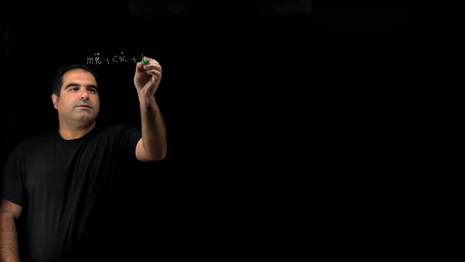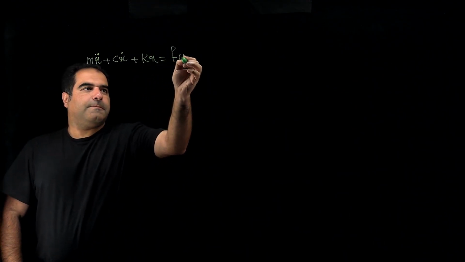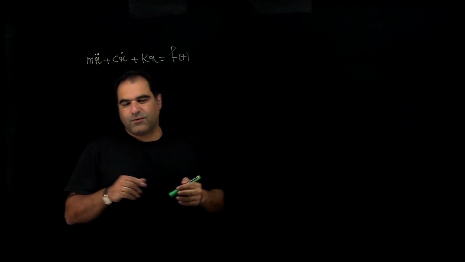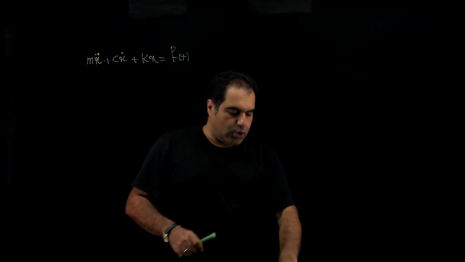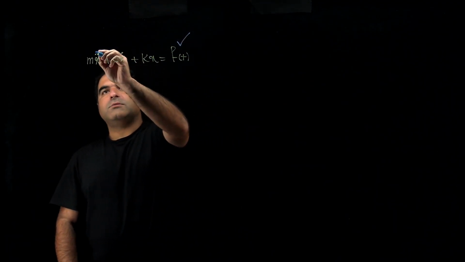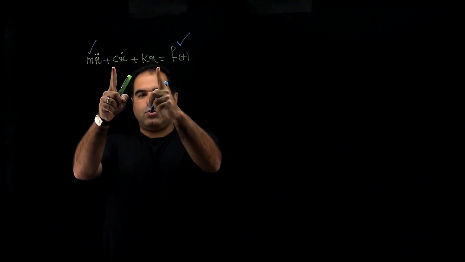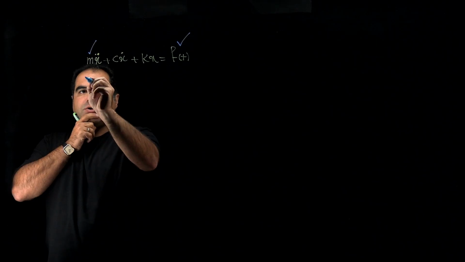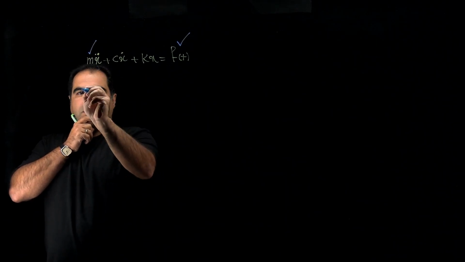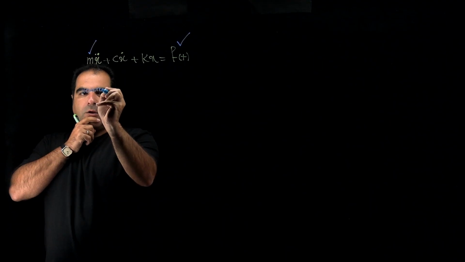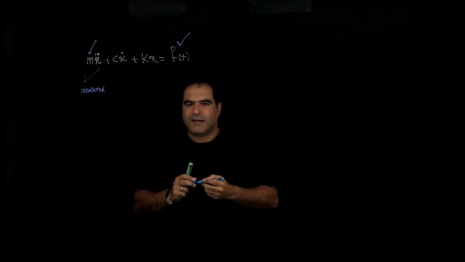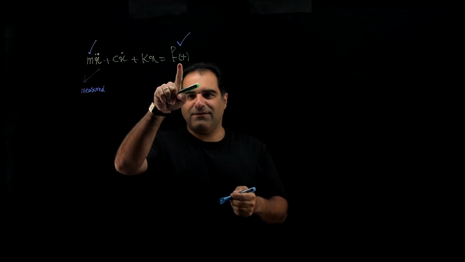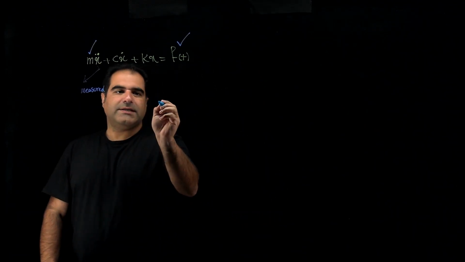Maybe you can think about it. M x double dot plus C x dot plus K x equals F(t). For all of these case studies, for joint state and parameter estimation, I assumed I know the F(t). I assumed I know the mass. Usually I assume I don't know C x dot or K x, and this is what I measured usually. My question here is, what if we don't know F(t) first?